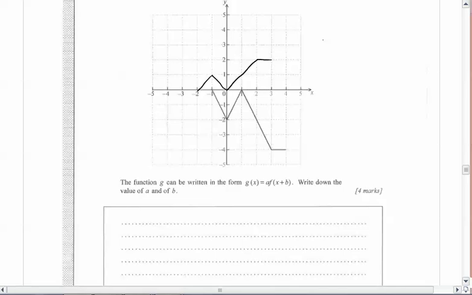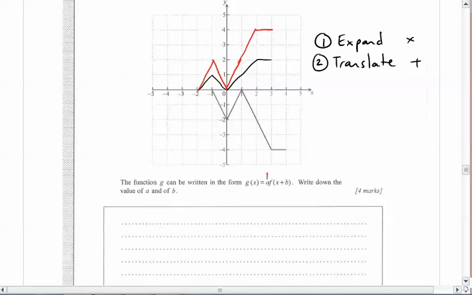So I know that I need to do expansions first and then translations, because expanding is multiplying, translating is adding. So I do my BEDMAS, my multiplication, division before addition and subtraction. So how much do I need to expand by? It looks like this graph became 2 times taller, because instead of going up 1, it goes up 2. The slope of this part has slope 2, like that. So I would say that my expansion value, which is my a value, is going to be 2. Expands 2 times vertically.